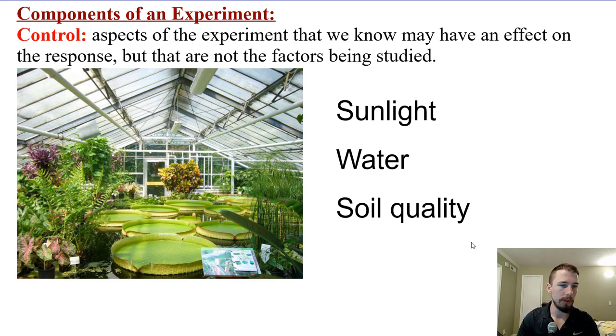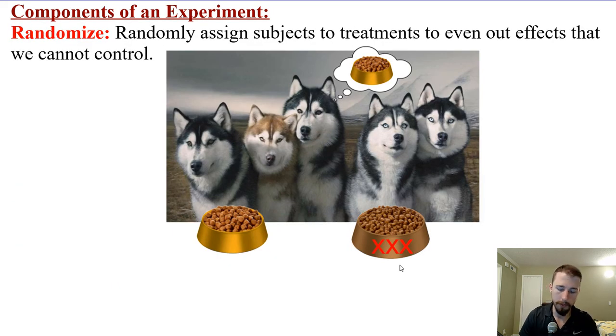All right, so components of an experiment: controls. These are the aspects of the experiment that we know may have an effect on the response, but are not factors that are being studied. So for instance, sunlight, water, soil quality, all things that we want to control. We're not interested in seeing how much sunlight helps plant growth, or the water amount, or soil quality. So instead, we want to control for those, keep them all the same, so that we can isolate and see how much the fertilizer is making the difference, not combinations of fertilizer, water, in case we want to do it that way, which is totally fine.